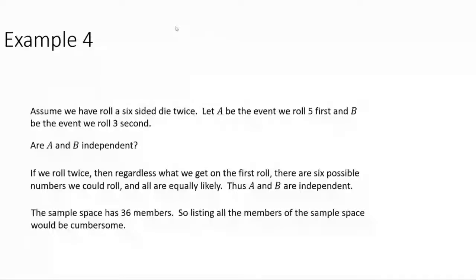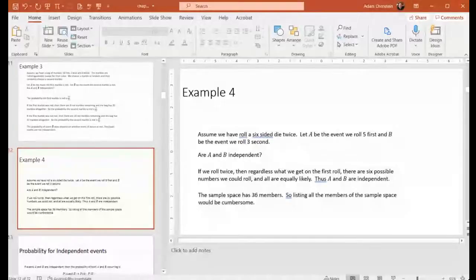Okay, so I figured I'd do it this way because theoretically, you could list the sample space, but it turns out there would be 36 members in there. You could list them. That's not terrible, but I wouldn't want to list that.